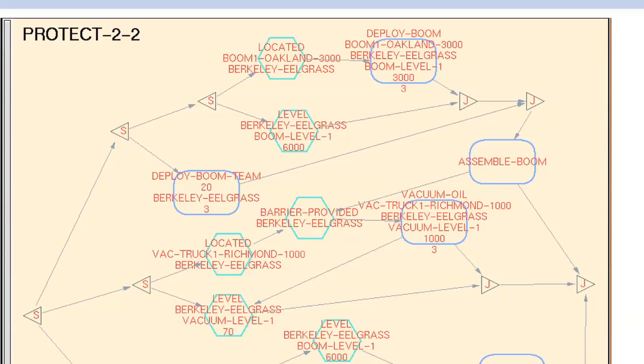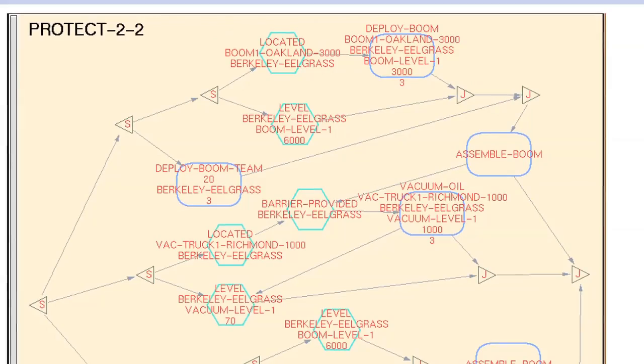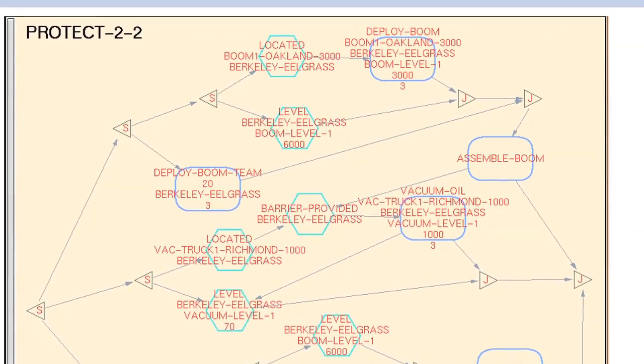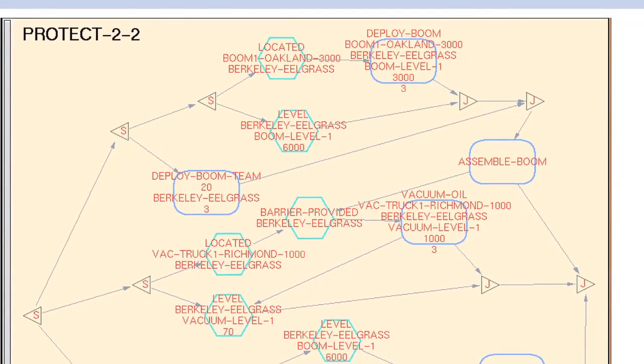So looking at the goal immediately below this, it turns out that the higher level goal was to get 9,000 feet of boom to Berkeley. SIPE knew of 3,000 feet of boom in some location, so it split the goal into two. The first one was to get the 3,000 feet there. In parallel, it posted another goal to get the additional 6,000 feet of boom to Berkeley. The entire plan for this oil spill response had a few hundred nodes when it was complete.